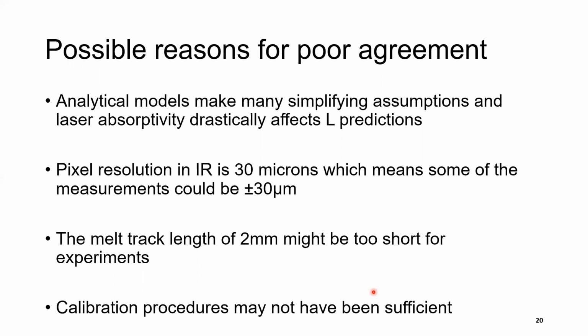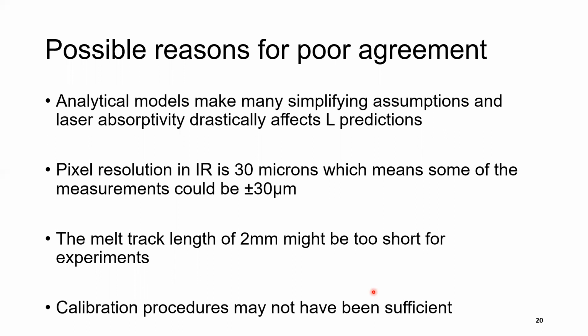On the experimental side, the pixel resolution in the infrared images is 30 microns, which means that the measurements could be plus or minus 30 microns, which is not a particularly small amount to be uncertain about.